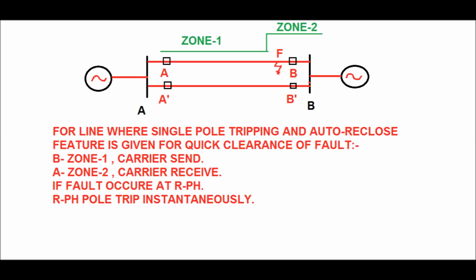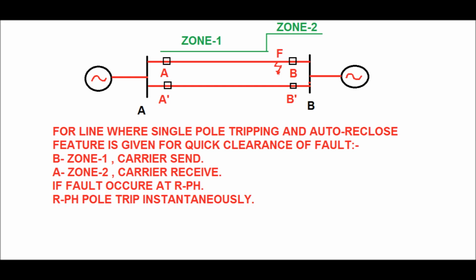Now, what is TOR? TOR means trip on reclose. Let's take the same example, same drawing, but here single pole tripping is allowed and the auto reclose feature is given from the distance relay. That is, a fault occurs at point F, which remains in Zone 2 at the relay at substation A. What will happen? The relay at substation B will see Zone 1 time and clear the fault.